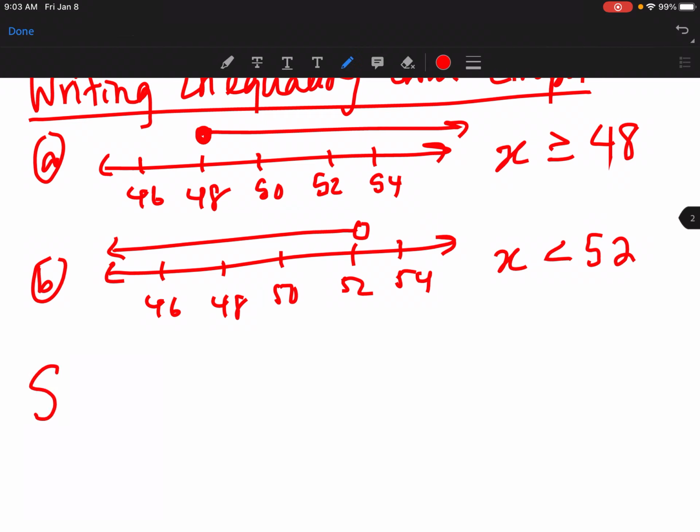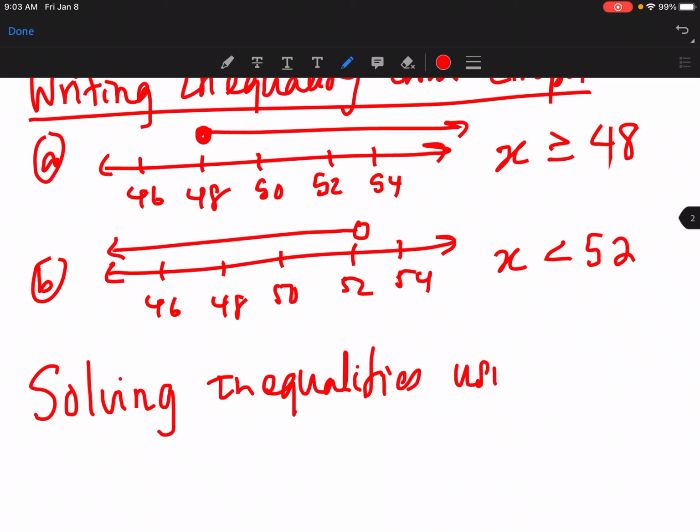All right, now we're going to start looking at solving inequalities using addition and subtraction.